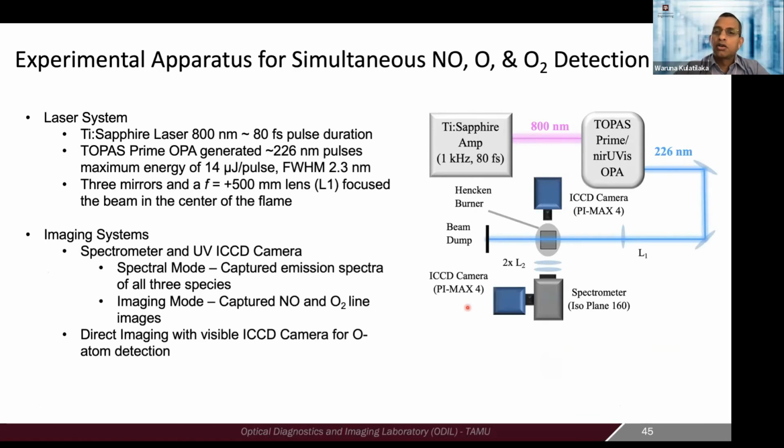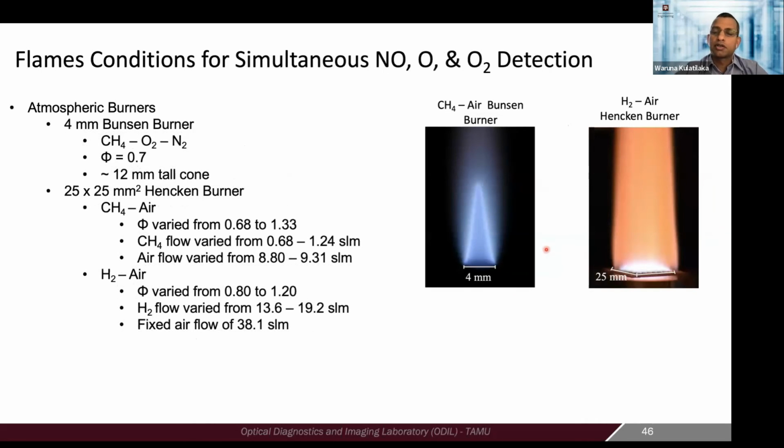So the typical experimental arrangement again looks something like this one. We go to our Ti-sapphire amplifier and optical parametric oscillator to generate 226. This 226 has a broad enough bandwidth, so we can excite all these three species at the same time. In this particular case, we put a small calibration burner, like a typical Hencken calibration burner with a flat flame, or a Bunsen type flame, so you can look at the spatial effects of the flame front or a more uniform effect from the flat flame.